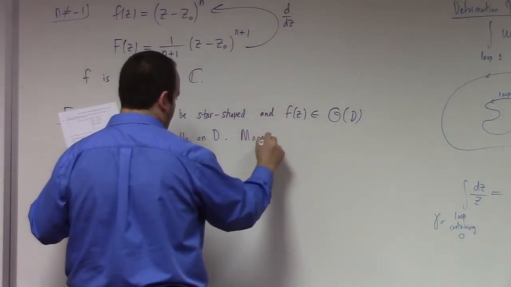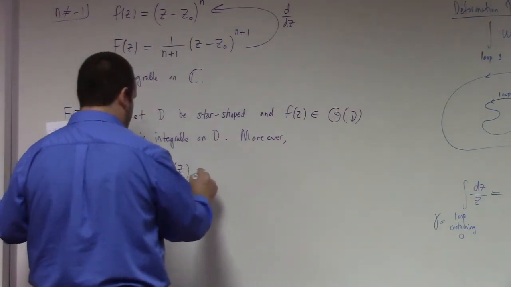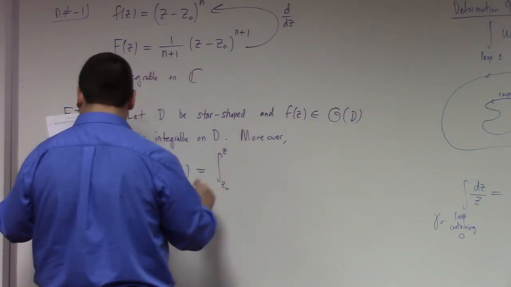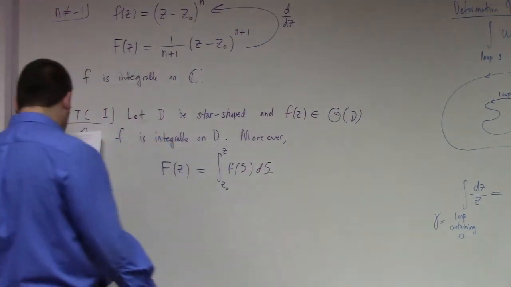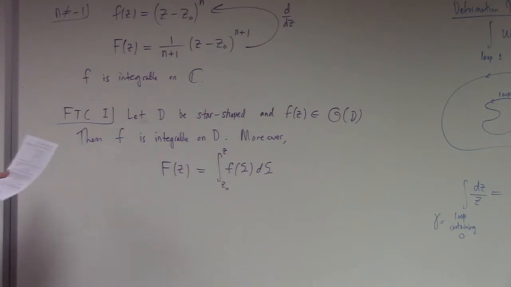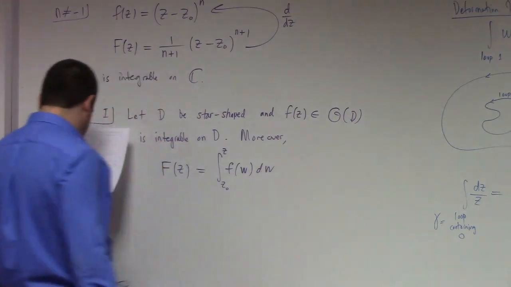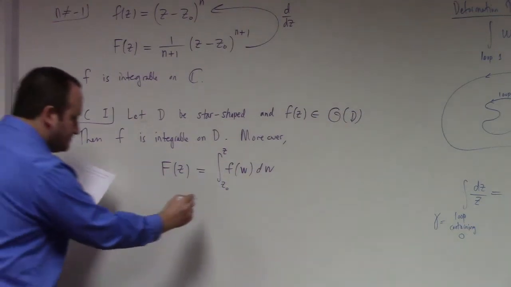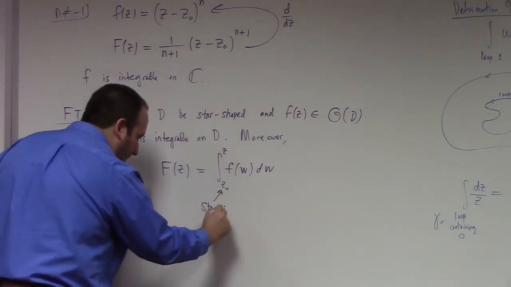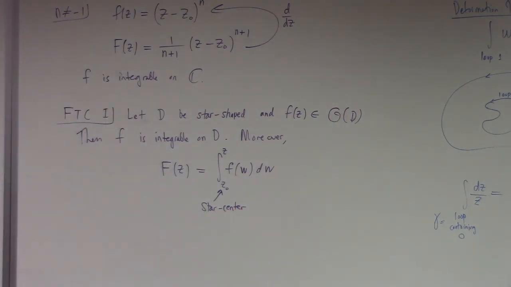Moreover, you can say F(z), the antiderivative if you like, is equal to the integral from z naught to z of f(zeta) d zeta. Or use w if you like. Whatever, here, let me use w's. There you go. Where z naught is the star center of D, and the integral is taken along some path in D from z naught to z, which you know exists because it's star-shaped, right?